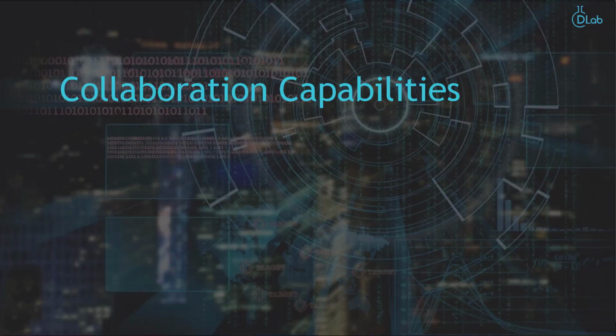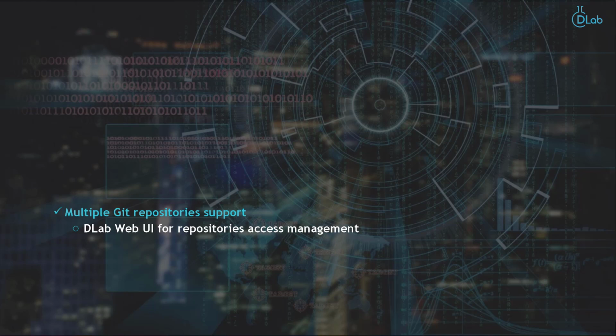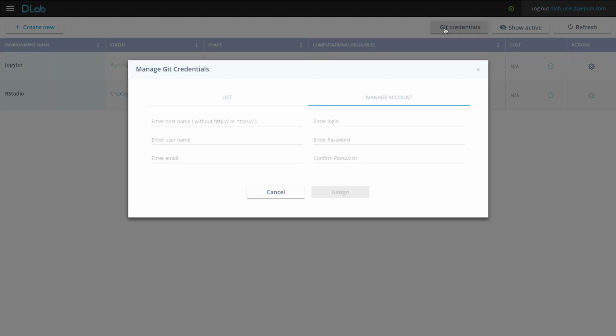Collaboration space. Manage Git credentials. To work with GitLab or GitHub via a UI tool on Git, you could add multiple credentials in the DLab UI, which will be set on all running instances of your analytical tools. When you click on the button Git Credentials, the pop-up will show up, where you will need to fill in your hostname, username, email, login, password, and password confirmation.